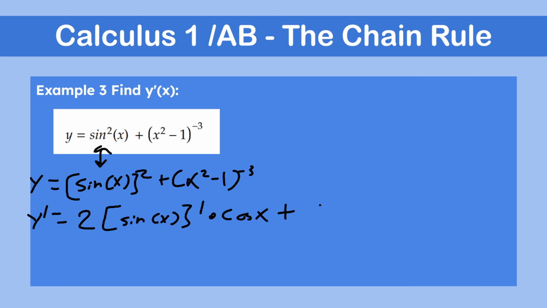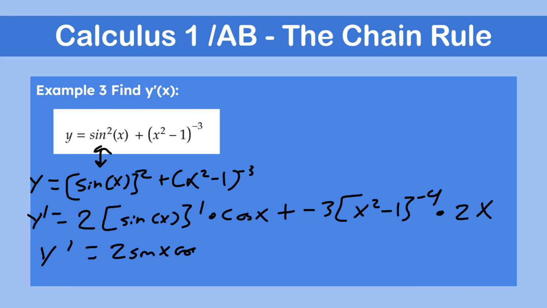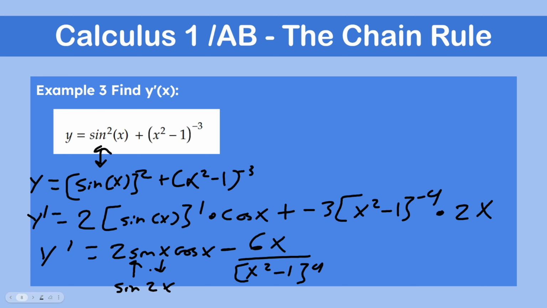So we're going to take down the power of negative 3, so negative 3 times x squared minus 1 to the power of negative 4, subtract 1, and then we multiply by the derivative of the inside, so now we have 2x. Once we simplify, y prime is equal to 2 sine x cosine x minus 6x over x squared minus 1 to the power of 4. This could also be written as sine 2x, and it'll still be the same thing, because this is a trig identity.